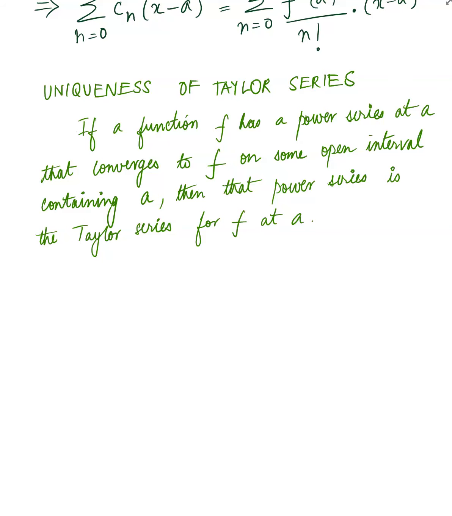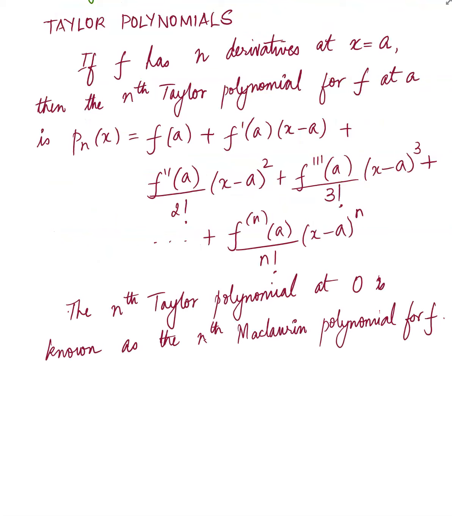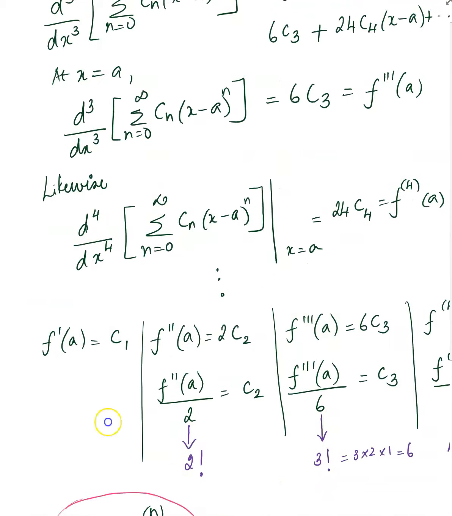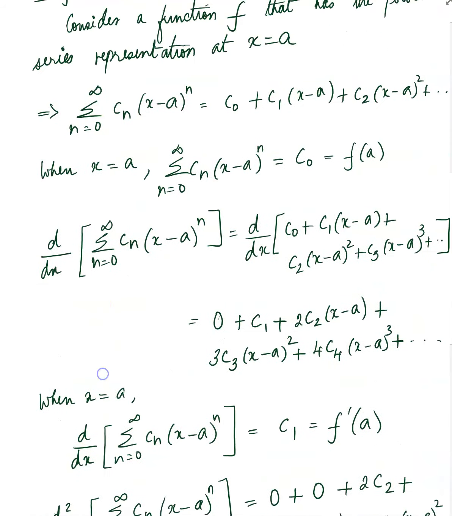Right? Now we talk about Taylor polynomials. The Taylor polynomials tell us that if f has n derivatives at x equals a, then the nth Taylor polynomial for f at a is Pn of x, where it's f of a plus f prime of a times x minus a, plus f double prime, and so on, up to the nth derivative of f at a over n factorial times x minus a to the power n. Okay.